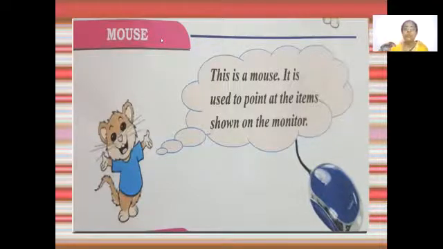It is used for pointing at any items. I want to point to this word M-O-U-S-E, mouse. And I want to point to this picture. This is a mouse picture. What does it say? This is a mouse. It is used to point at any items shown on the monitor. Any item that is shown on the monitor, it is pointing. I'm pointing to my face. See? So this is the pointer.